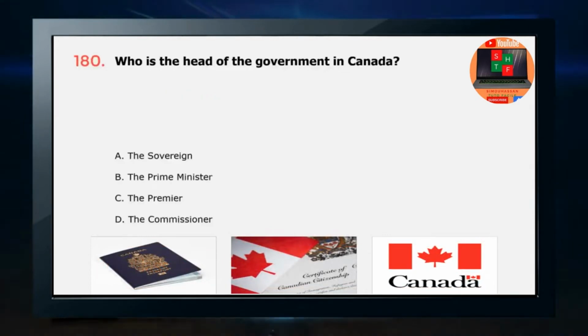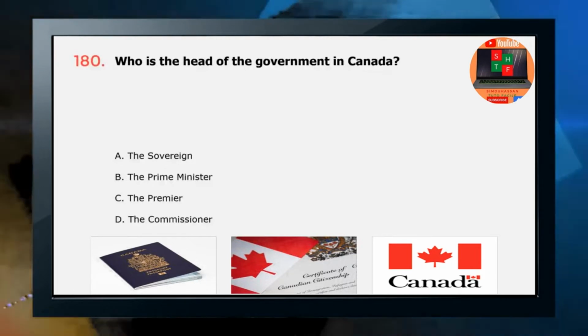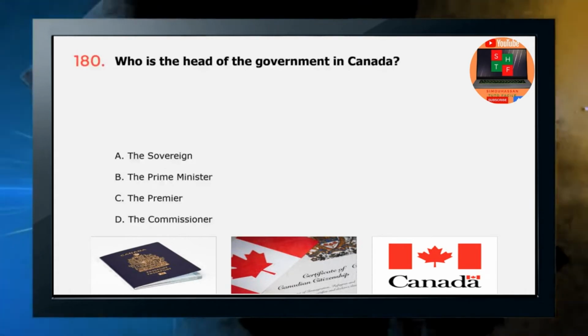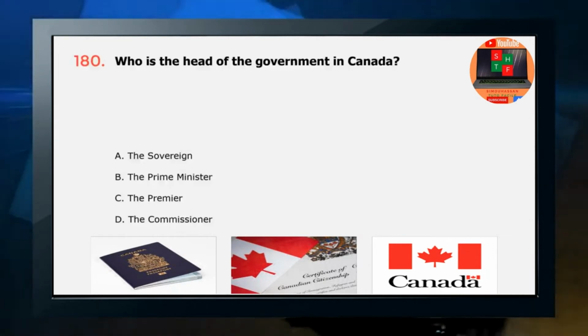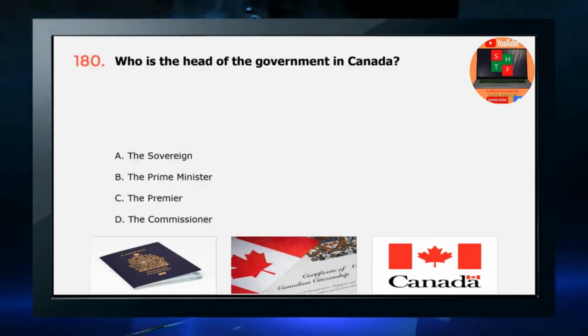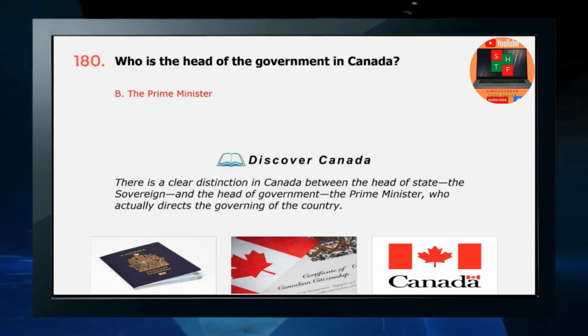Question 180. Who is the head of the government in Canada? A. The Sovereign. B. The Prime Minister. C. The Premier. D. The Commissioner. The answer is B. The Prime Minister.